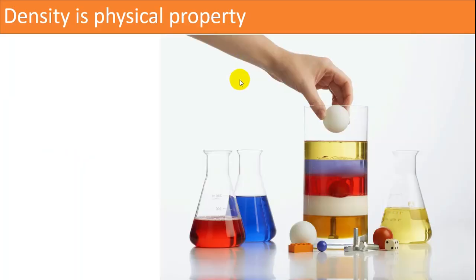So density is a physical property. Density refers to the mass distributed over a volume. For example, if we compare oil and water, oil has less density than water, so it can float over the surface of water. While if we have a metal like iron, it sinks in water because it has more density than water. So the substance with more density falls down, and the substance with less density rises up.